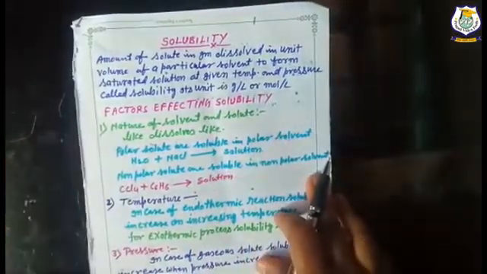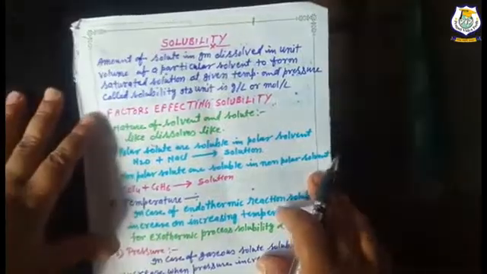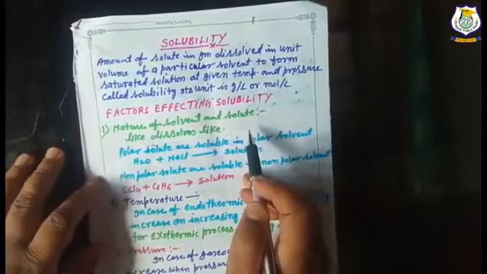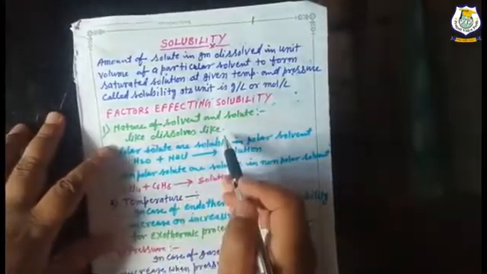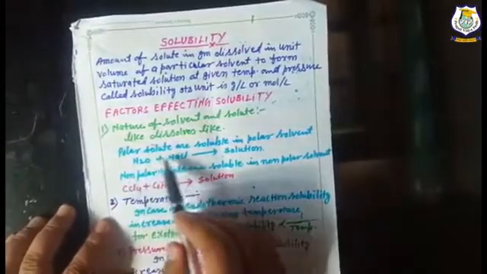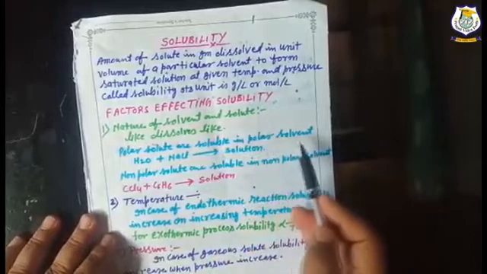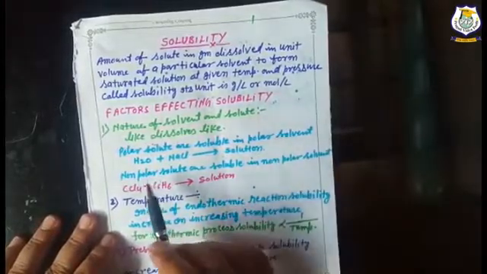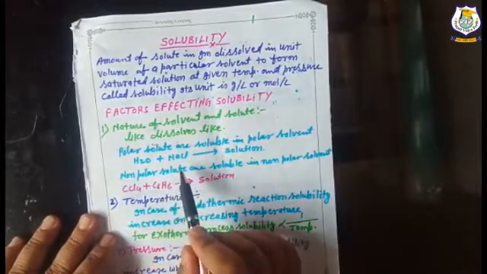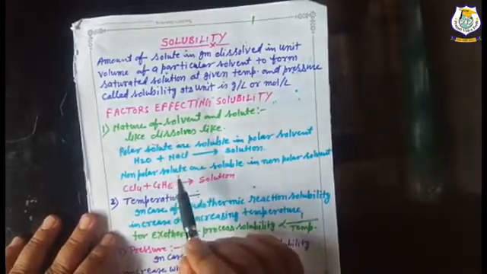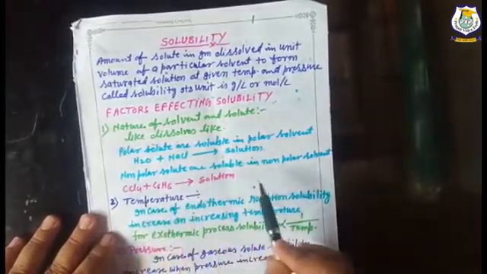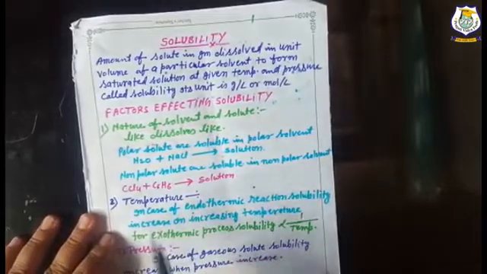Some factors affect the solubility. Out of these, the first factor is the nature of solvent and solute. We know that like dissolves like. For example, polar solutes are soluble in polar solvents. Water is a polar solvent. In water, a polar solute like NaCl is easily dissolved and forms a solution. Non-polar solutes are soluble in non-polar solvents.